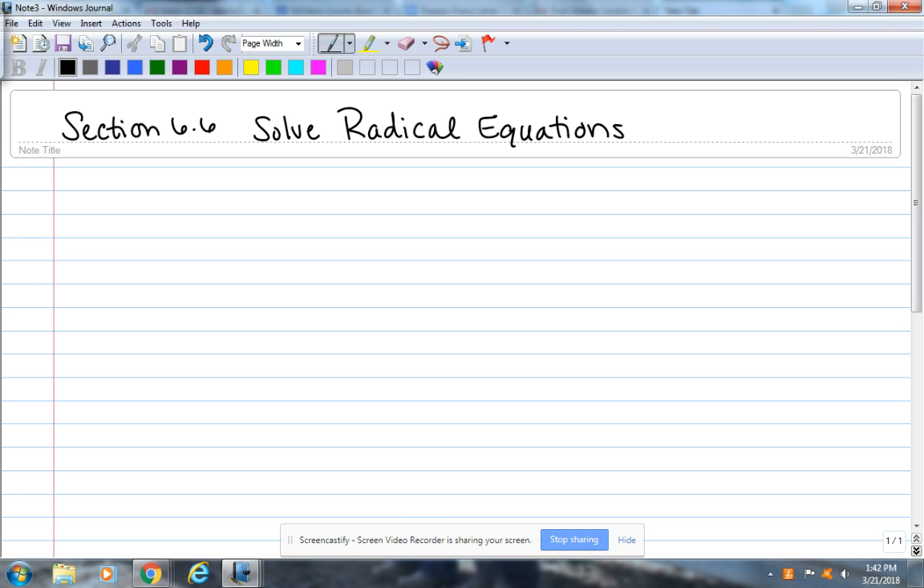So we're going to finish up chapter 6 today with solving radical equations. A radical equation is just an equation with a radical sign in it, right? So it could be a square root, a cube root, a fourth root, whatever kind of root, but it's got a radical of some sort.